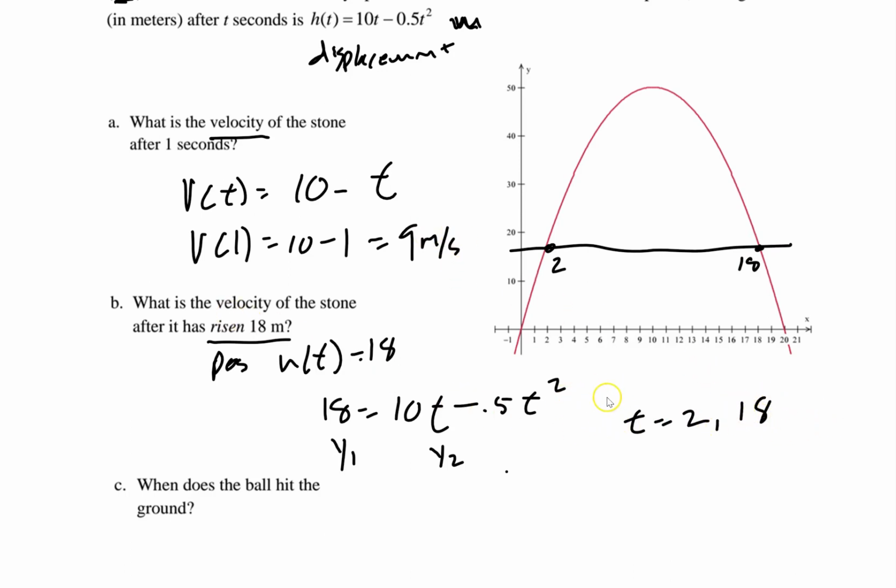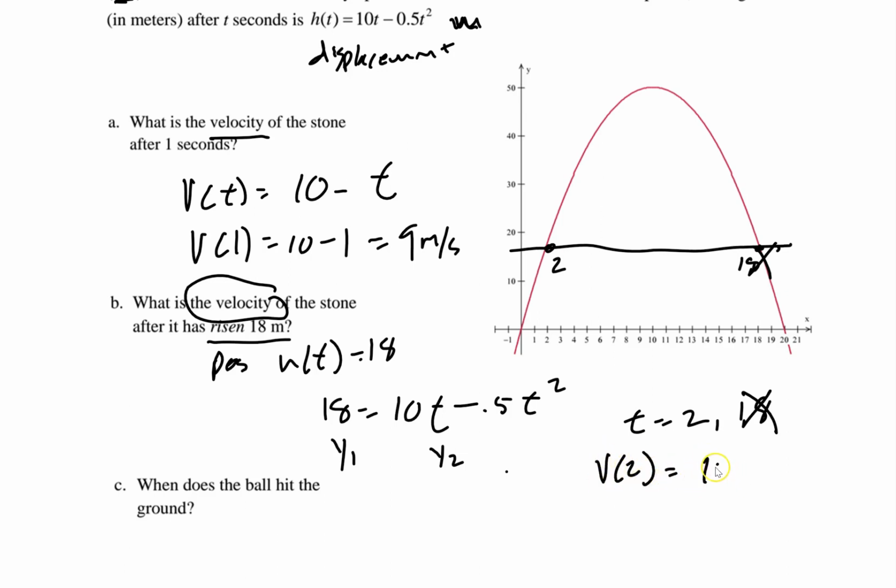Now, keep in mind, I haven't answered the question yet. The question is what is the velocity of the stone, right? I'm looking for velocity. All I did here was go, okay, I have position, I could use that to find the time. So my time is at 2 and 18. So at 2 seconds and at 18 seconds, it's at 18 feet. And risen 18 feet. So actually, let's go down. I don't count that one, right? It's only risen, so this part. So all I've got to do now is plug in 2 to my velocity and get my answer.